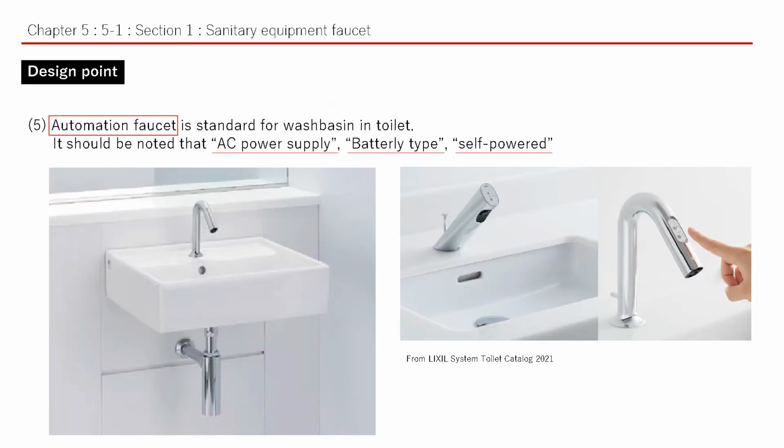When you select or specify automatic faucets, you shall note in the drawing which type of power supply is considered. Because if you select the battery type, the client is required to change the battery after handover of the project, which causes trouble many times. And also, if you select the self-powered type, we need to consider the power supply wire, because we must supply power for a short time or a long time.